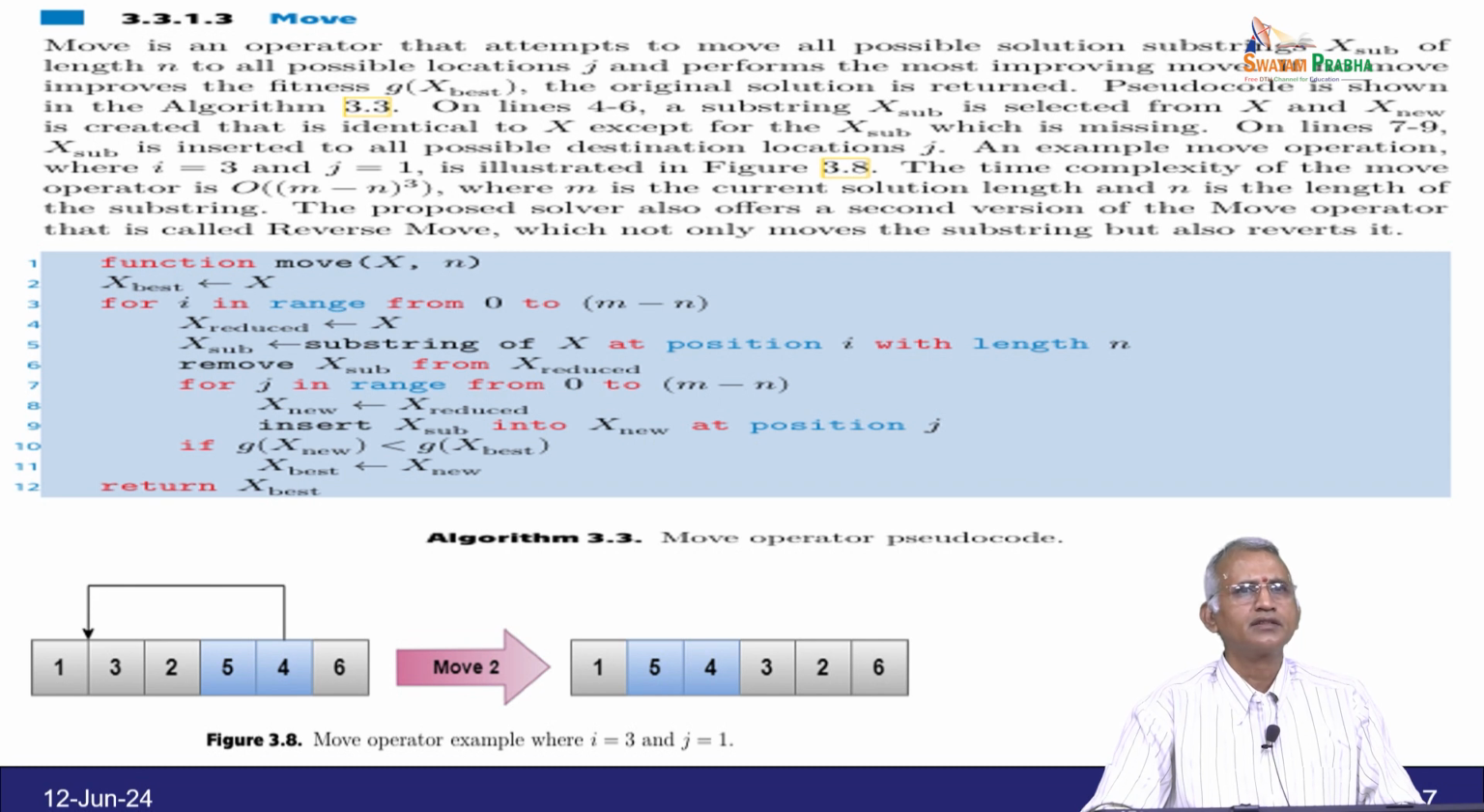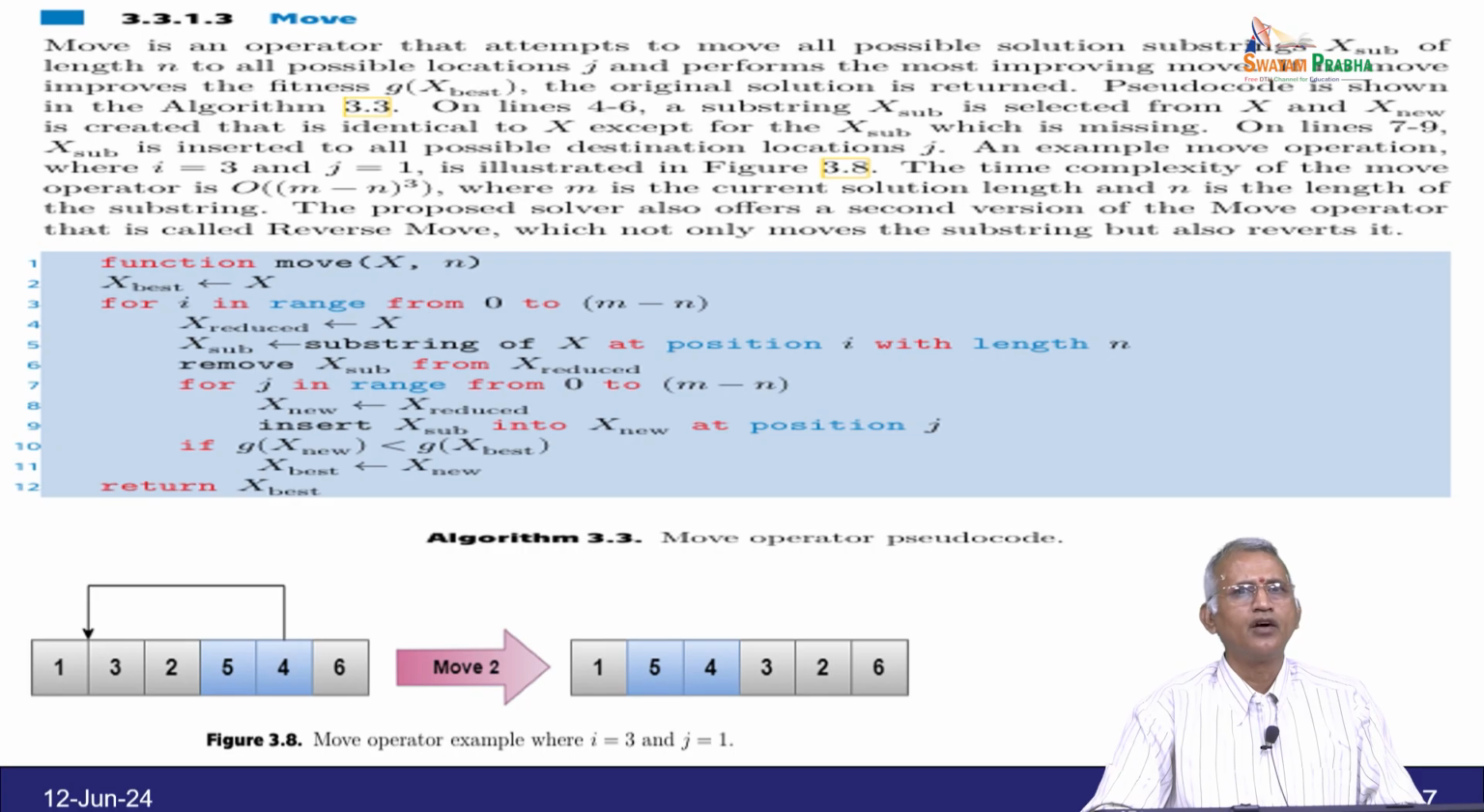On lines 4 to 6, a substring x sub is selected from x and x new is created that is identical to x except for x sub, which is missing. On lines 7 to 9, x sub is inserted into all possible destination locations j. An example move operation where i equals 3 and j equals 1 is illustrated in the figure. The time complexity of the move operator is order of (m minus n) cubed, where m is the current solution length and n is the length of the substring.